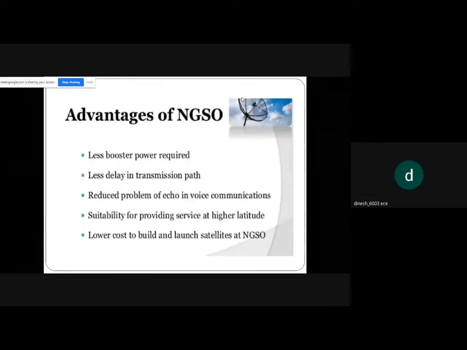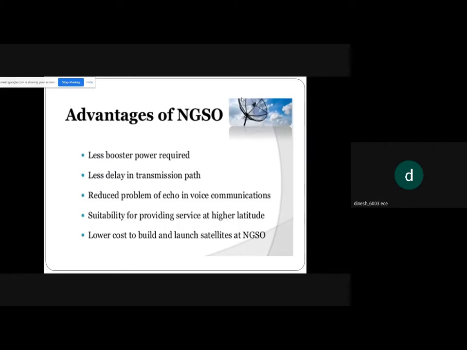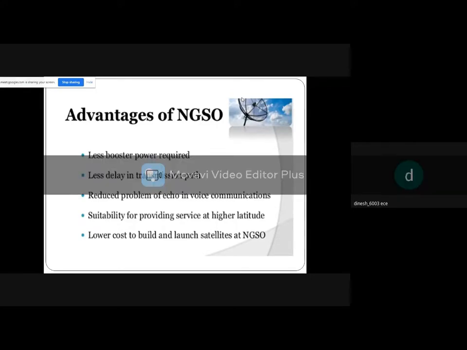So the advantages of placing satellites in non-geostationary orbits or the low Earth orbits are: less booster power is required at the satellite, reduced problem of echo in voice communication, there is less delay in the transmission path, it is highly suitable for providing service at higher latitude, and it is low cost to build and launch satellites at NGSO, non-geostationary orbits.